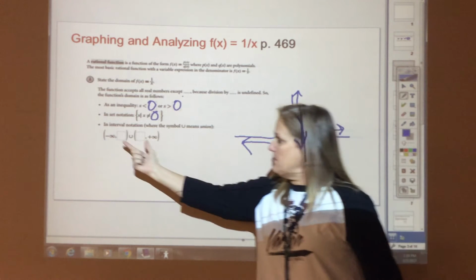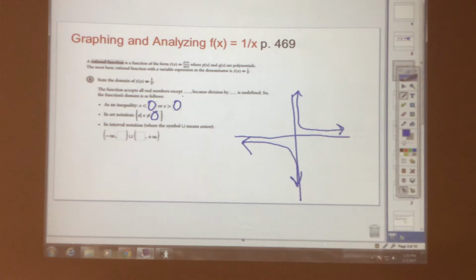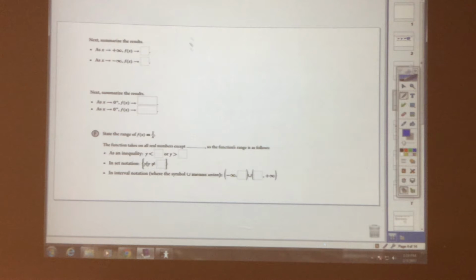So actually, when I put zeros there, what is that really saying? Everything except 0. Okay? That means everything except 0. 0 is not included because there are parentheses there. Questions? Same rules as we've had before. All right?